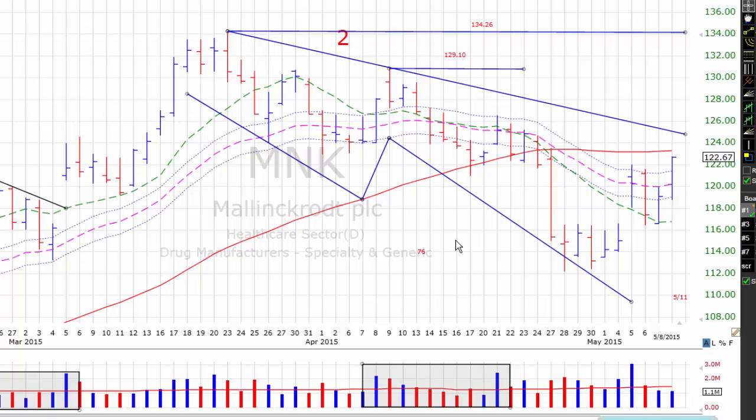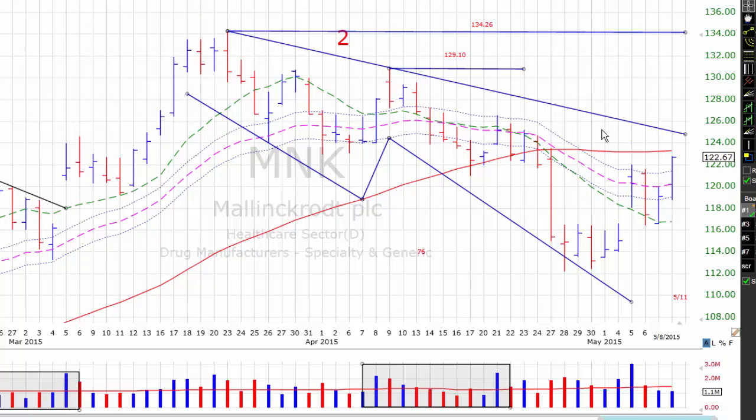For more conservative traders, we're looking at this consolidation. This consolidation gives us a buy point of $134.26. You would buy Mallinckrodt on a break above that level on at least 140% of average daily volume.